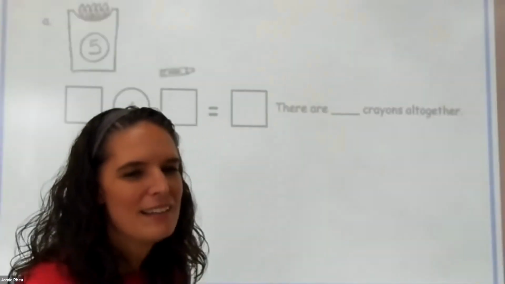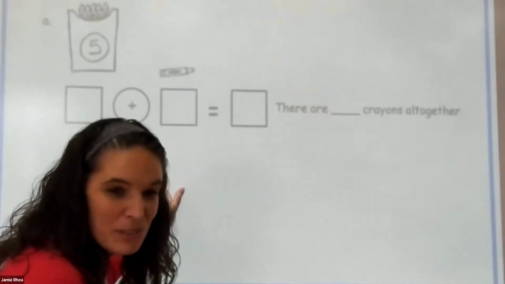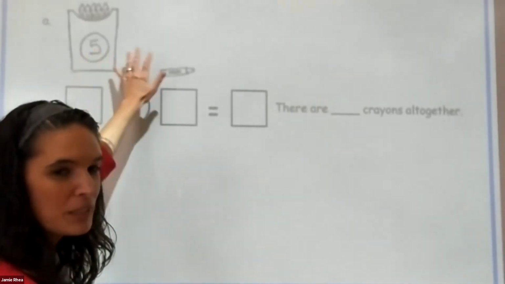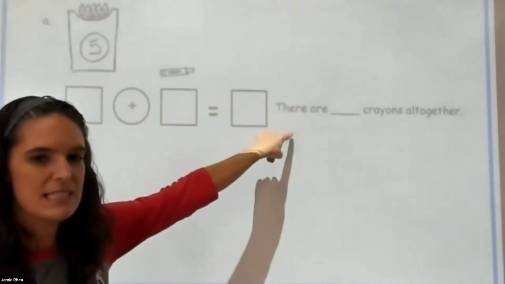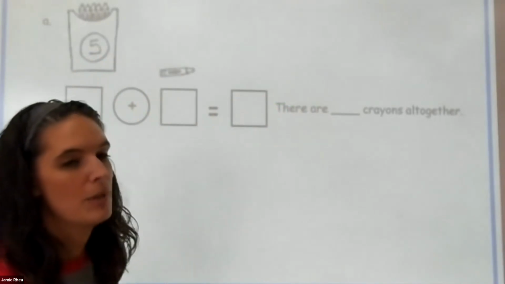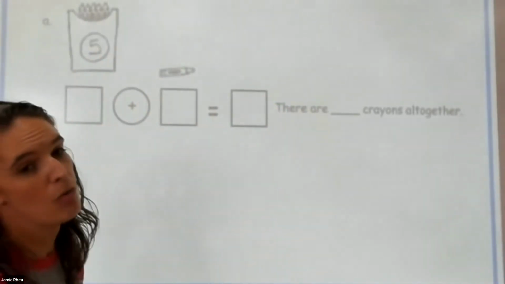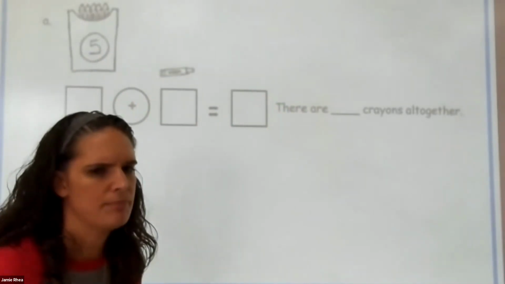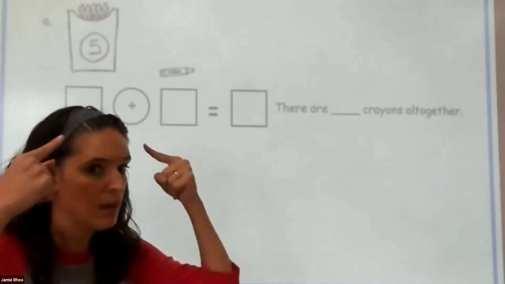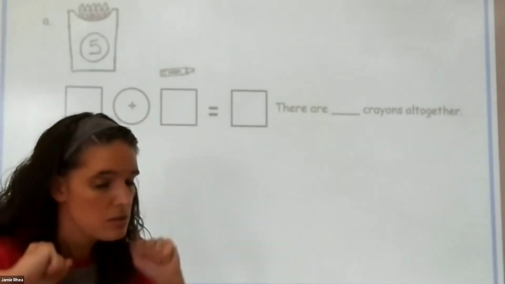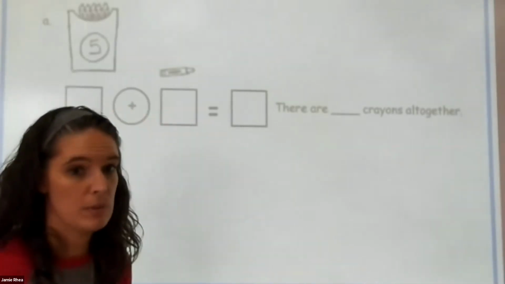Now, this looks very similar to what we did yesterday, okay? You have a picture, some blanks, and a sentence. We got to fill in all of that so we can solve our problem. Now, our directions tell us to count on to add. What are our strategies that we can use to count on? We can count on in our heads. We can count on our fingers. We can use dots to help us count on.